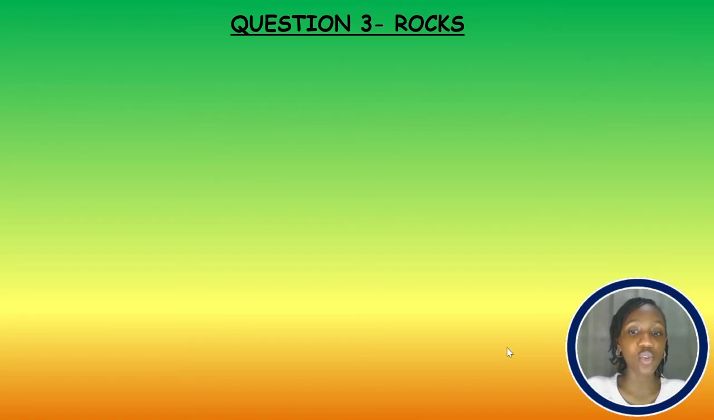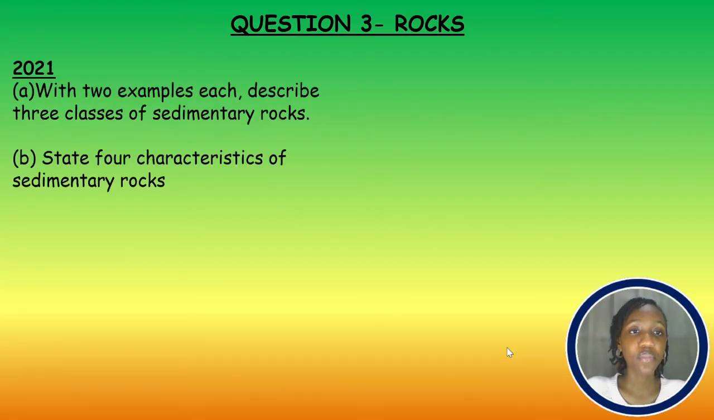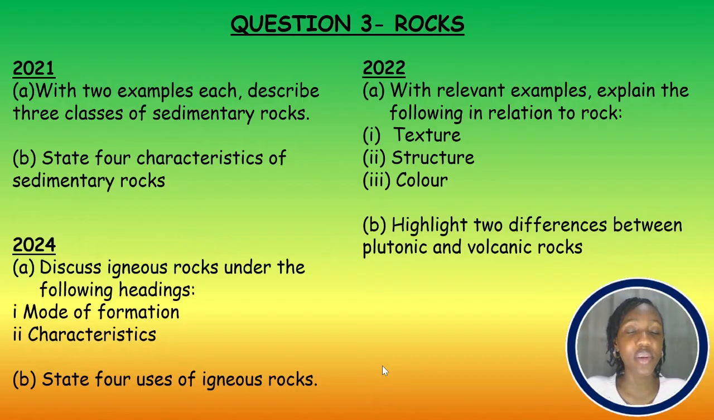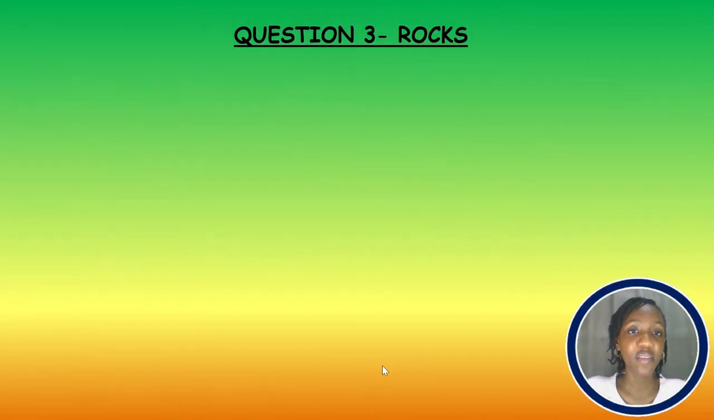So now let's look at some past questions. So now you can see we have three different years: 2021, 2022, 2024. And you can see in this case 2024 followed the pattern of rocks, but now 2023 decided to fall out of line.